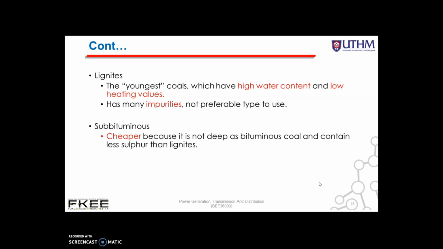The first one is lignite. Lignite contains 25% to 35% of carbon and has the lowest energy content of all coal ranks. Lignite coal deposits tend to be relatively the youngest coal and were not subject to extreme heat or pressure. So lignite is crumbly and has high water content, which contributes to low heating values. These types of coal have many impurities and are not the preferable type to be used.